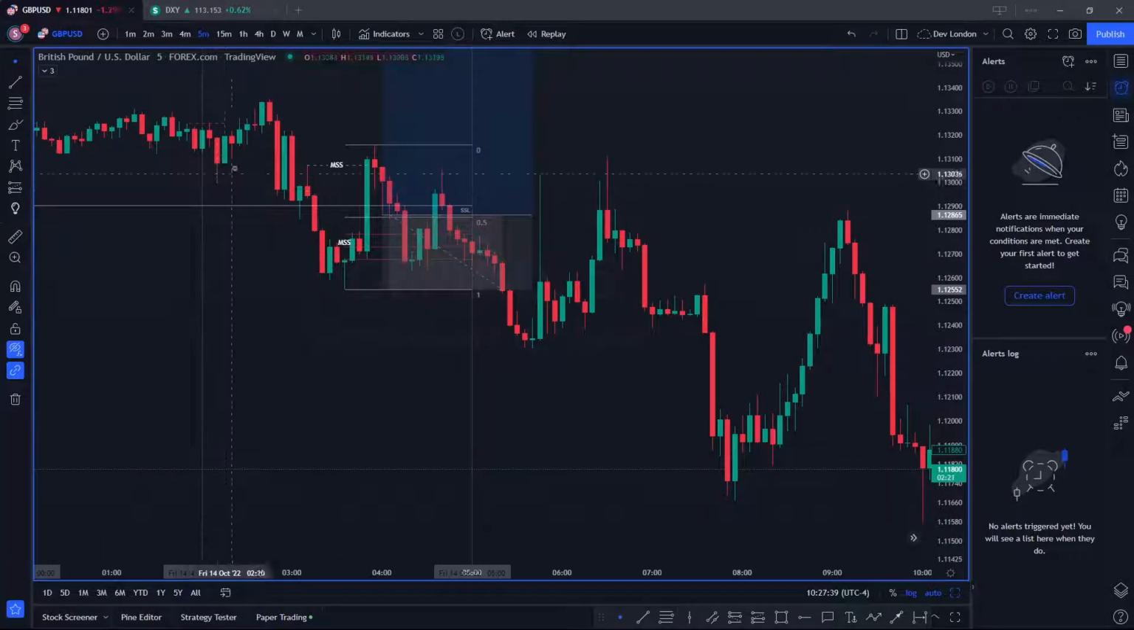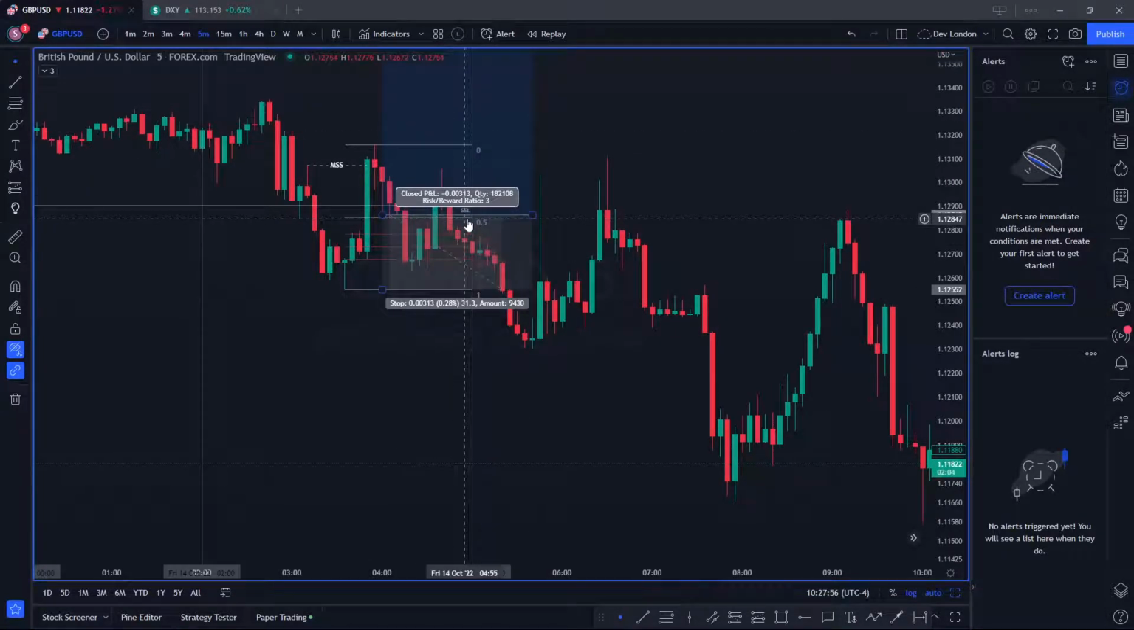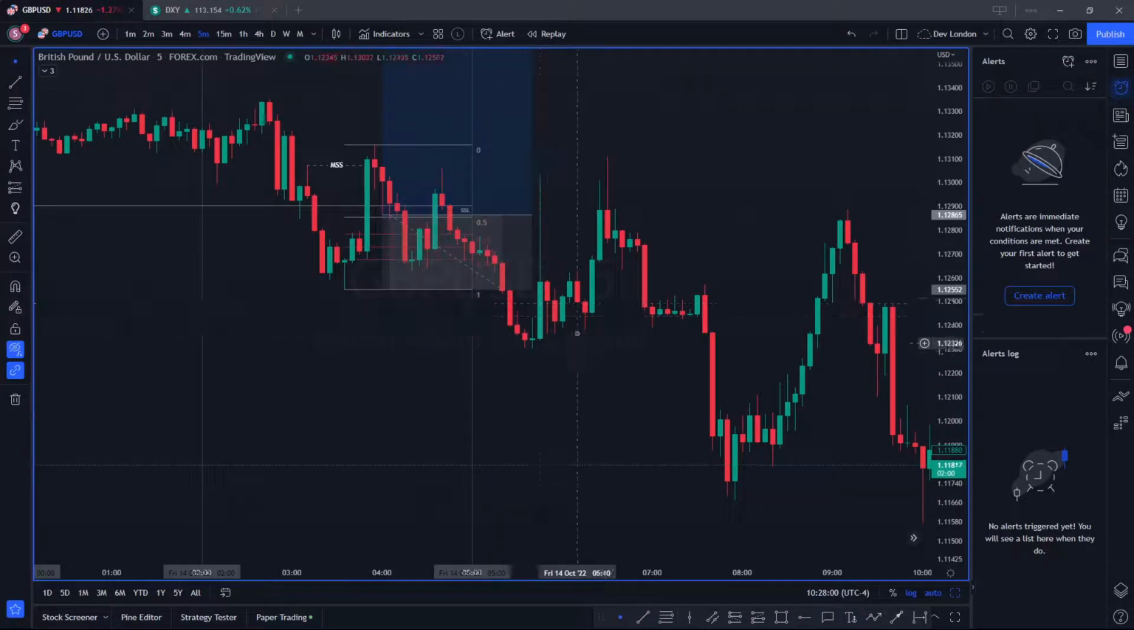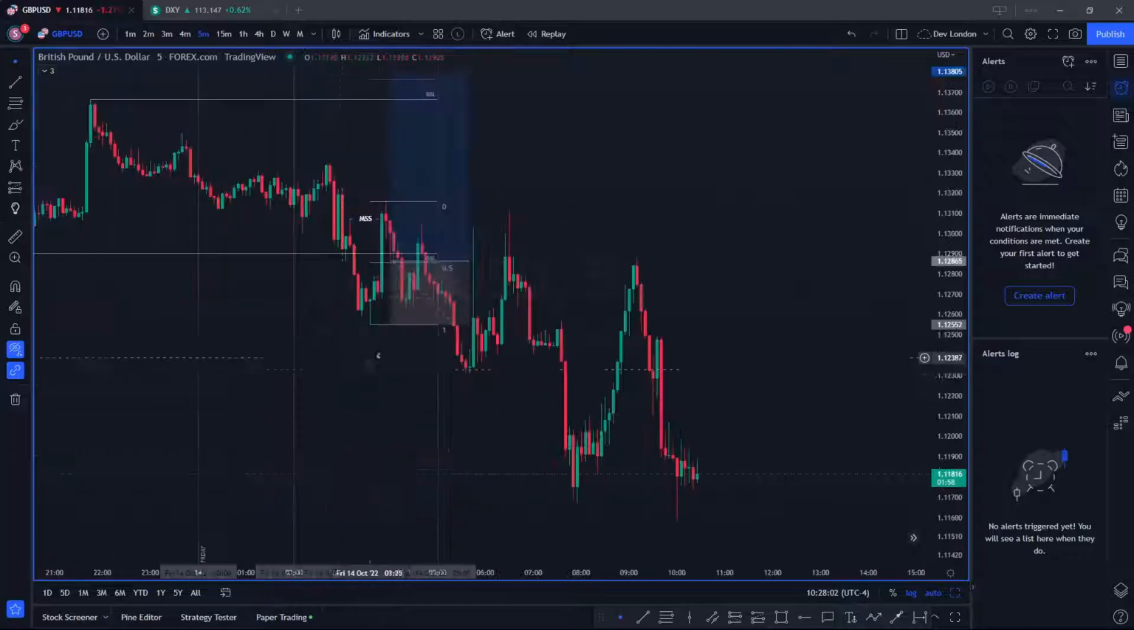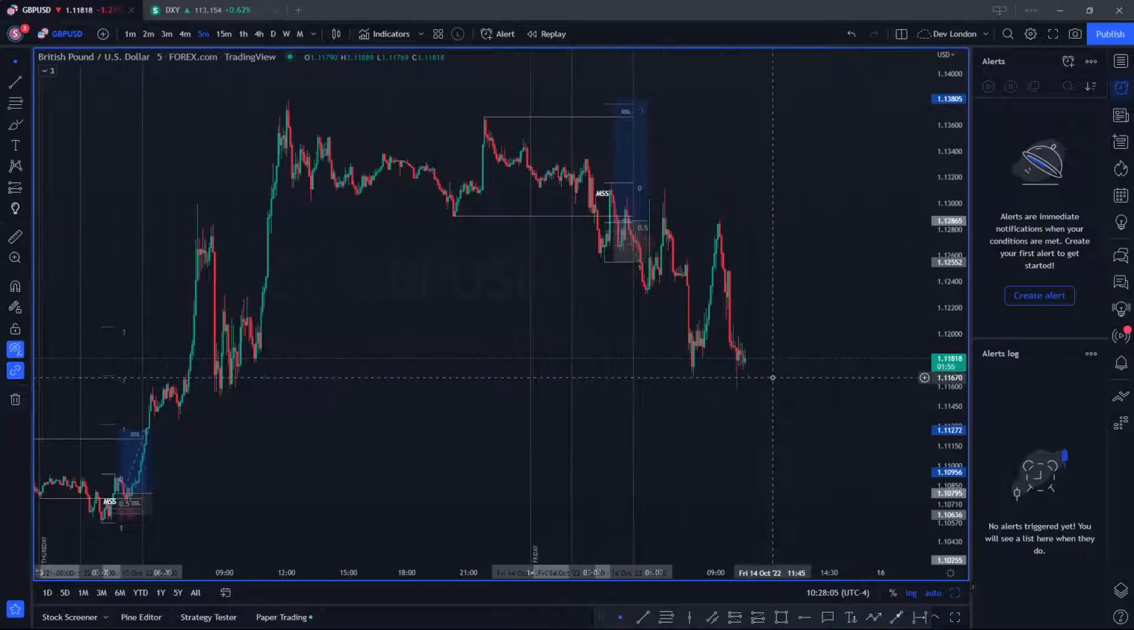We had price go up, price straight down into sell-side liquidity. I waited for a market structure shift, which I have here. We push up. I drop my fib, take my entry at 50%, and as you can see, price did give some reaction, but then we ultimately broke down and we continued bearish.